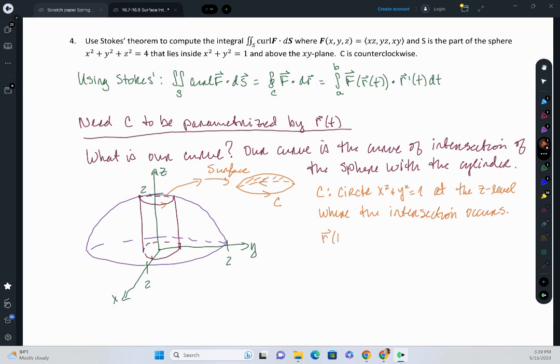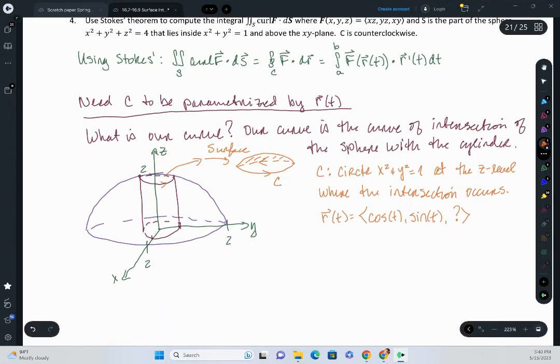Okay, so at this point, we've got a circle of radius 1, so we could say, oh, okay, well, r of t has components: x will be cosine of t, y will be sine of t, and z will be, I'm not sure. It's a question mark. I don't know what it is. So I need to figure out at what z height or z level does the cylinder intersect the sphere.